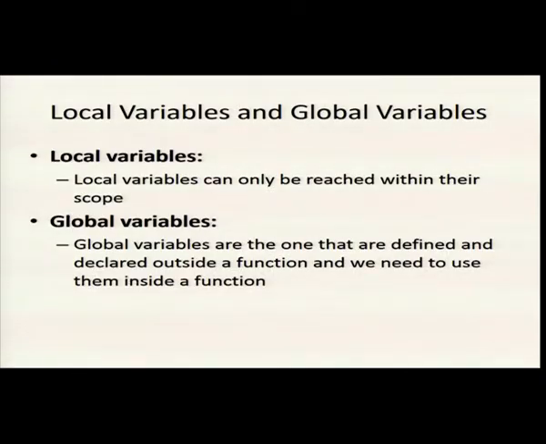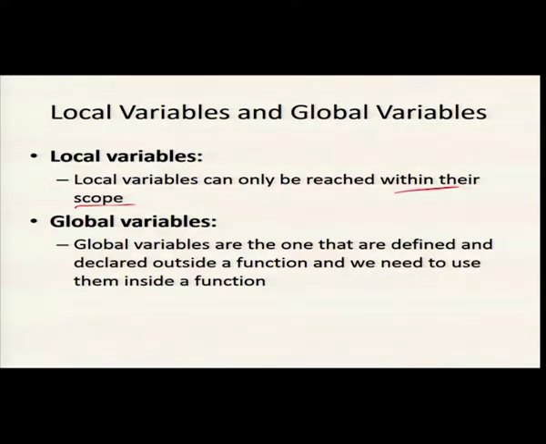Now before we see about this event driven programming, let us see about the local variables and the global variables. What is the impact if I declare like this, and what will happen if I declare like that? What is a local variable? First of all, the local variables can be reached only within their scope, that is, the life of the variable will be available only within the function. Outside the scope of the function, the life of the variable will not be available as far as a local variable is concerned.